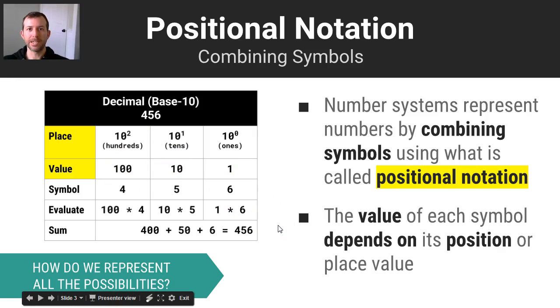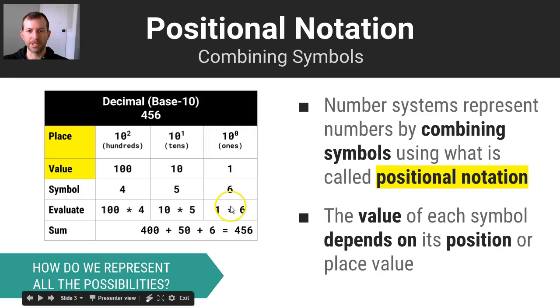For example, in the decimal number system, you know that if the symbol is right here, it's in the ones place. If it's here, it's in the tens place. If it's here, it's in the hundreds place. So if we had a number, let's say 456, how does that actually work? What happens is you have the symbol 6 in the ones place, and it is multiplied by 10 to the 0, the base to an exponent of the position.